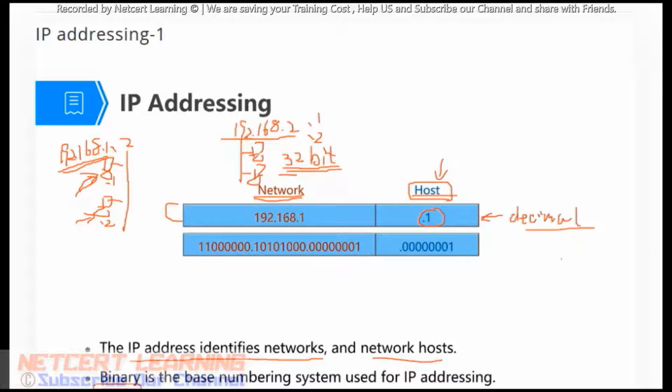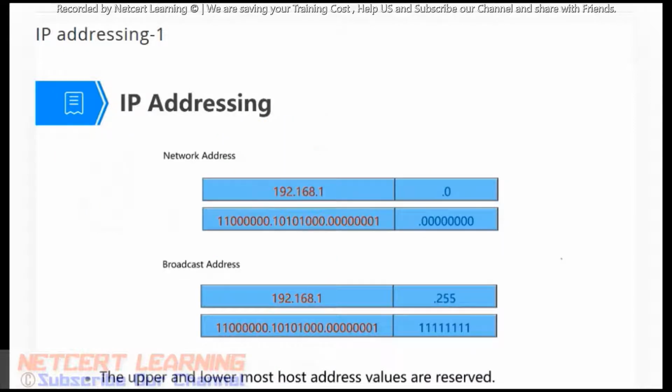Yeah, this is a decimal format. And then in the IP address, there are some special values. Now this is a network number, and for the host number we can see there are different values, but there are two special values we cannot assign to a host.